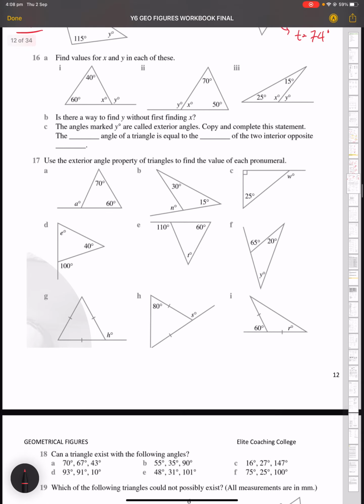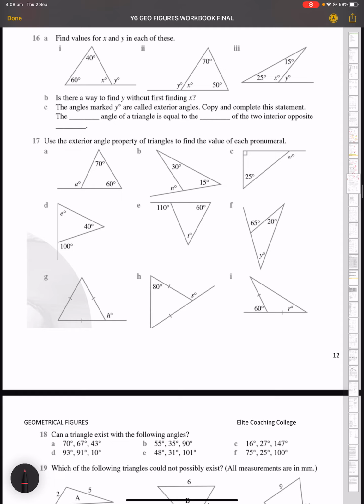Now we're going to do question 16, which talks about the exterior angles. It says find the value of x and y in each of these. X, so 60 plus 40 is 100, x has to be 80. And y, this is a straight line, so y degrees plus x degrees is 180. So 180 minus 80 will give you 100. Y is equal to 100.